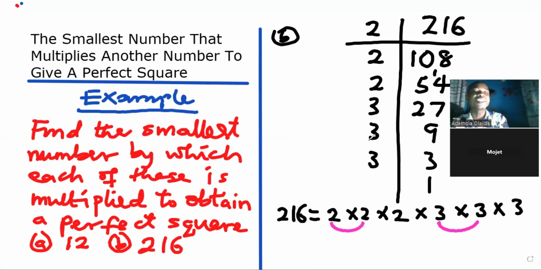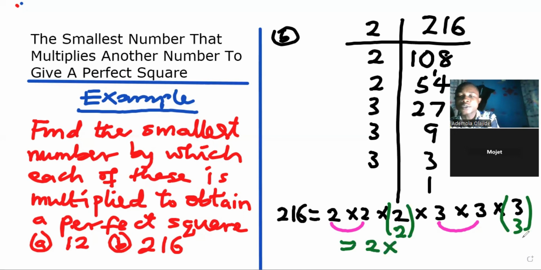So we now need another 2 for this one. We need another 2 for these 2 for you to be able to pair them. We need another 3 for this one for you to be able to pair them. That means the total number that we need to multiply 216 by is 2 and 3, which is 2 times 3, 6. So to make a perfect square, the number we need is 6.